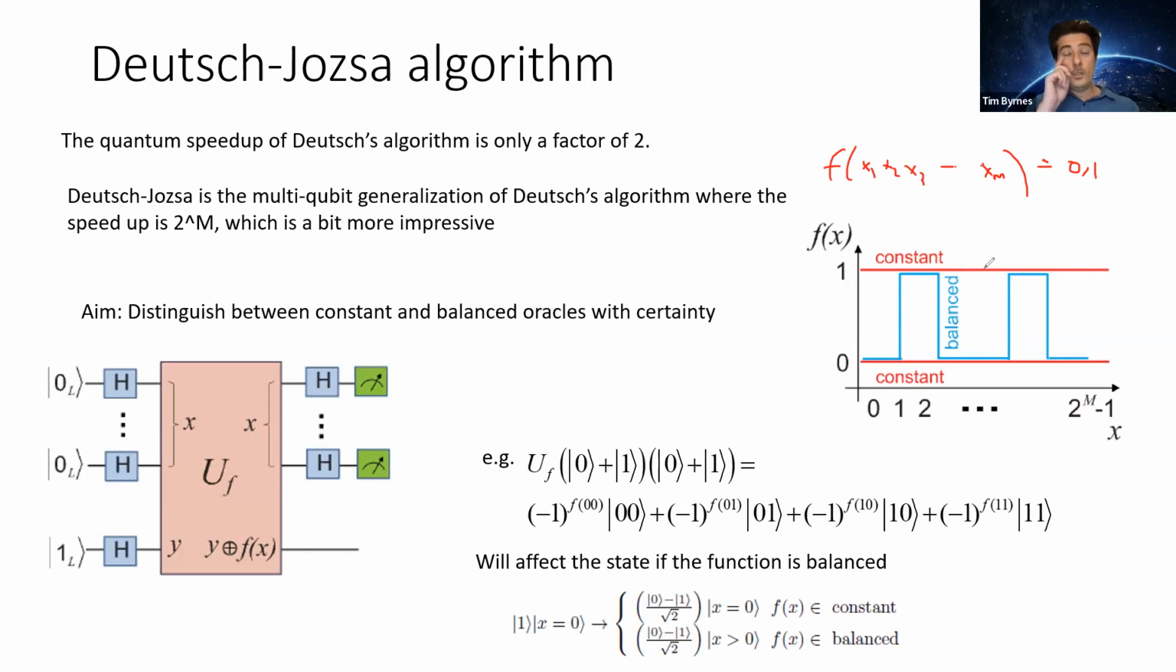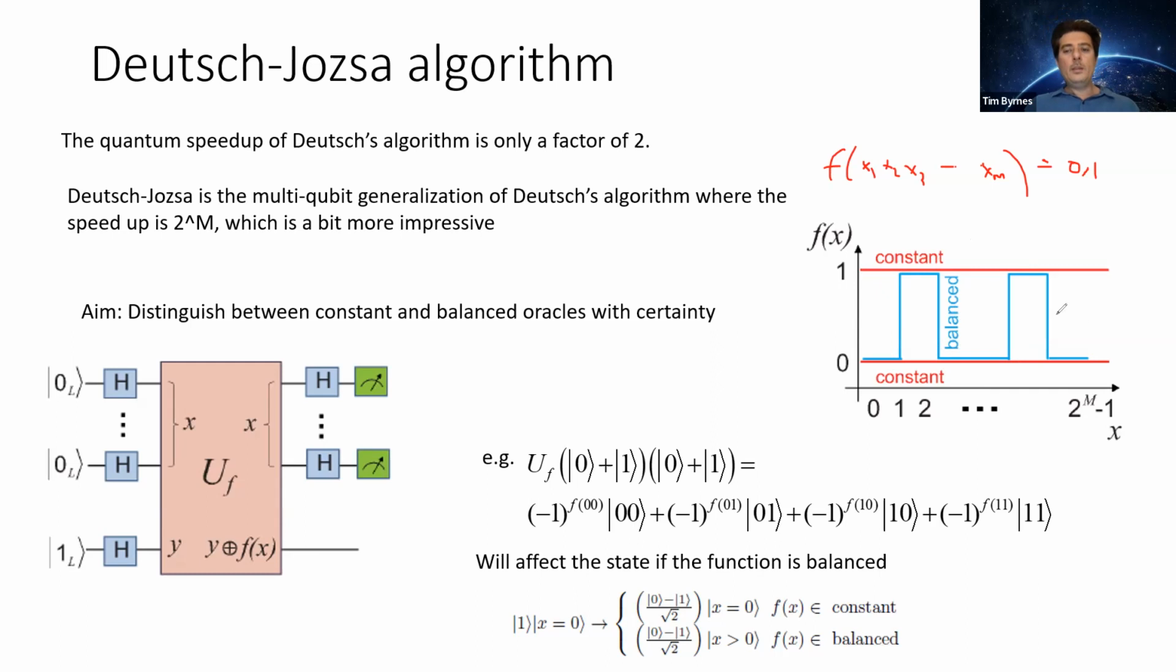There's only two constant functions, but still the task is to figure out whether this function is balanced or constant. Classically, the only way to really be 100% sure is... I mean, you can make a guess, and there are many more balanced functions than constant functions, it depends on how you do this randomly, but classically the only way to be 100% sure that you've got a balanced function or a constant function is to evaluate, probably, half of these ones.